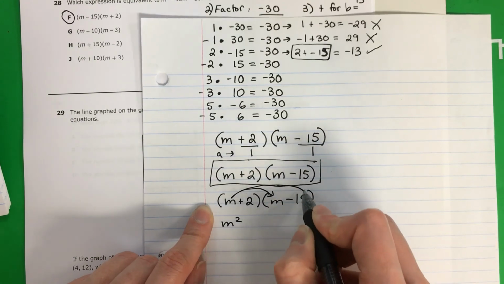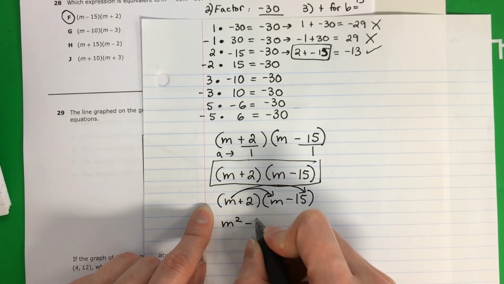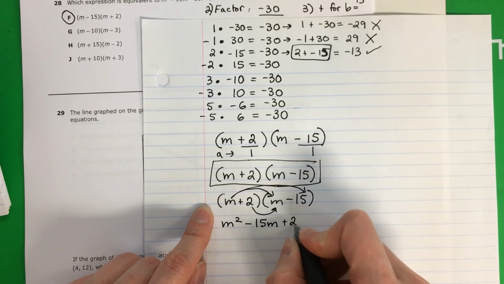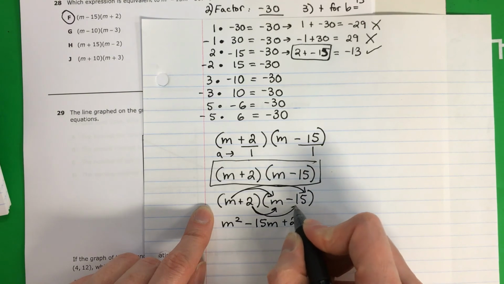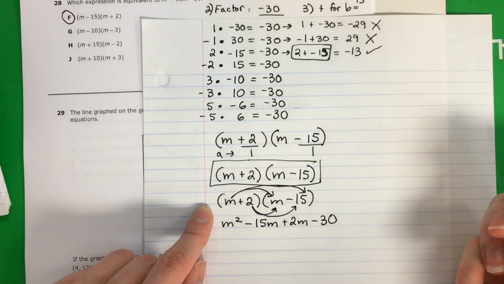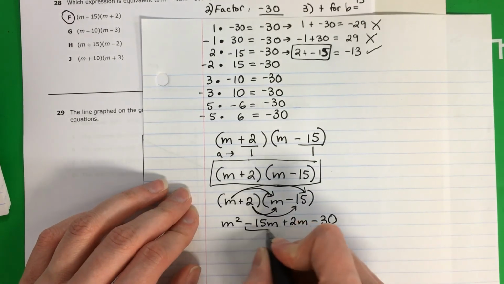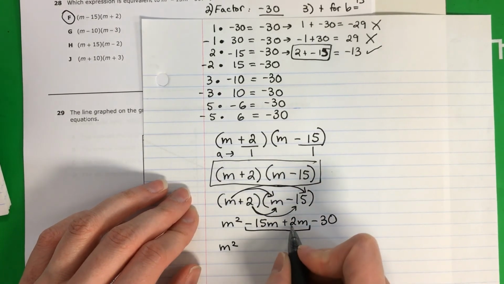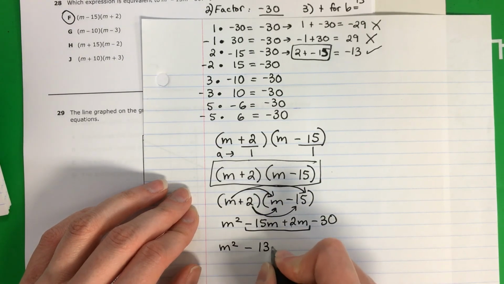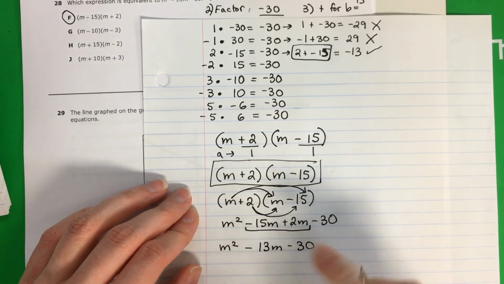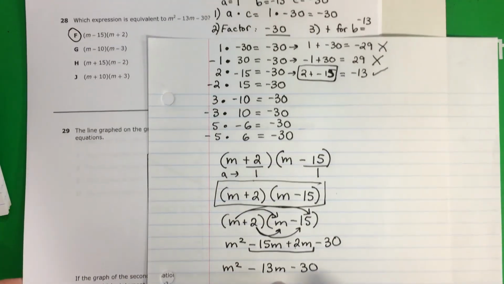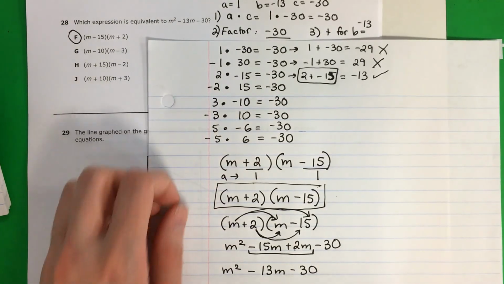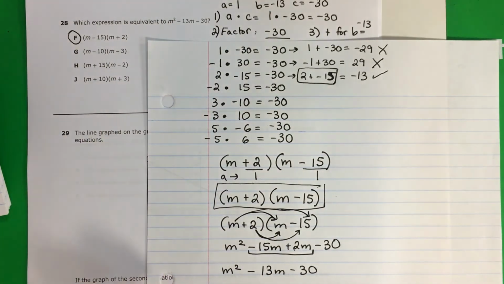Then we will do M times negative 15. M times negative 15 is negative 15M. 2 times M is positive 2M. And then 2 times negative 15 is negative 30. Now you're going to do your two like terms, which are these two in the middle. We're going to copy M squared. Negative 15 plus 2 is negative 13M minus 30. And is that the same like in the question? Yes, these are exactly the same. So perfect. My answer is F.